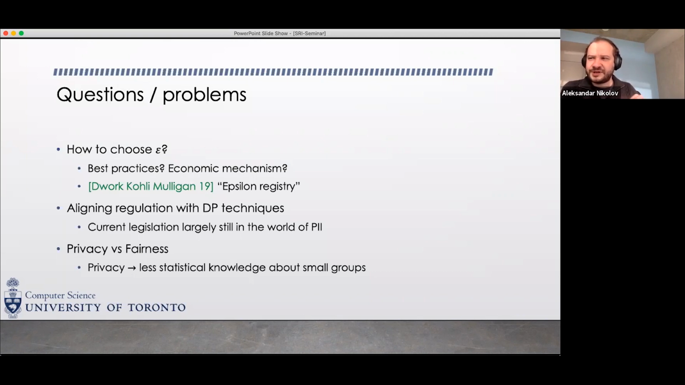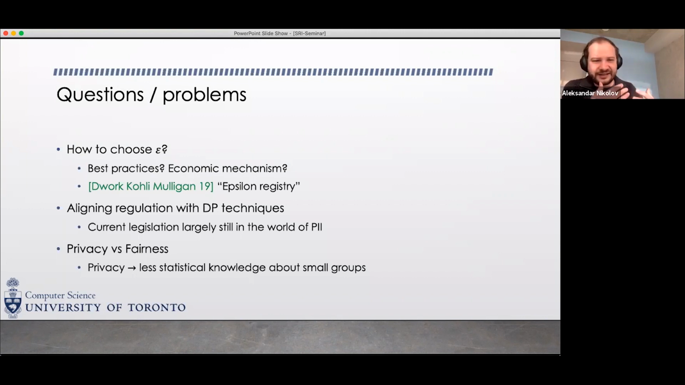I'm sure many of you have much better ideas than I would. You can imagine some economic mechanisms, some economic way to come up with choices for things like a privacy parameter, and maybe for the many other choices that have to be made whenever you're actually implementing any of these things.